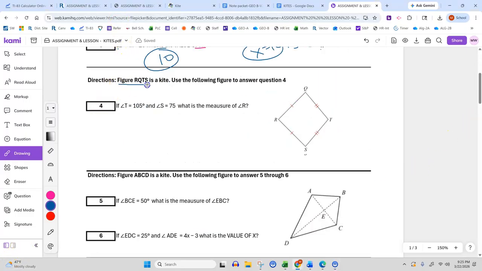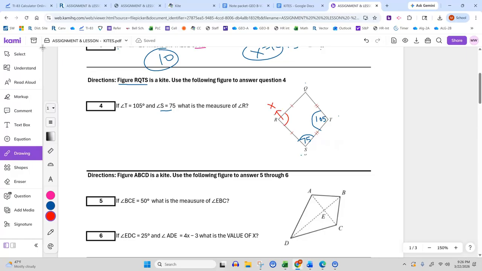Okay, so now we have figure RQTS over here, and use the following figure to answer question number 4. We're told it's a kite. Here it's saying that T is equal to 105, okay, and S is 75. Okay, what is the measure of R? So we're looking for this one over here. Make that our X, I guess.